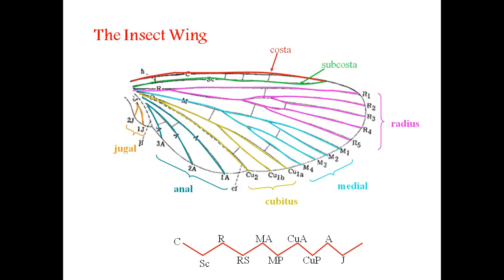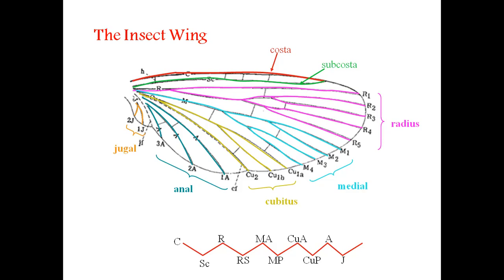Okay, now followed by the fifth one, that is the cubitus, and this cubitus vein is articulated with the median axillary sclerite present at the basal part of the wing, and it is divided into two. Okay, so cubitus 1 and cubitus 2, and each is again divided into two, cubitus 1a and 1b. So this is all about the cubitus vein.